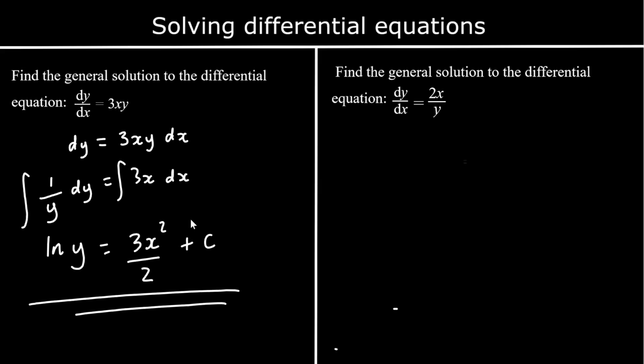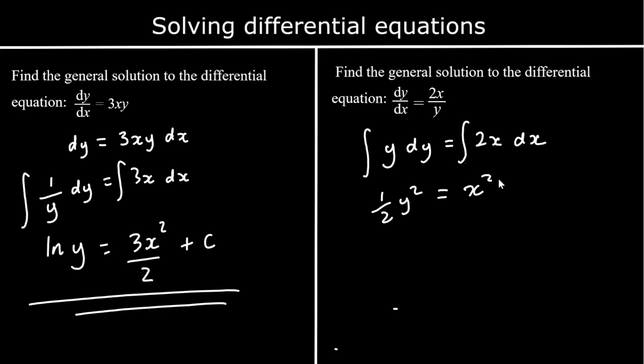So again, we're going to find the general solution to the differential equation. We're going to get the y's on one side and the x's on the other. So we're going to times by y and times by dx. So we're going to have y dy equals 2x dx, and integrate both sides. So integrating y with respect to y, add 1 to the power, divide by the new power. Integrate 2x with respect to x, add 1 to the power, divide by the new power, and plus a c. And again, we're not asked to give it in a certain form, so we can leave our answer as this.